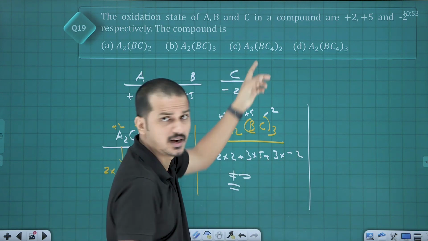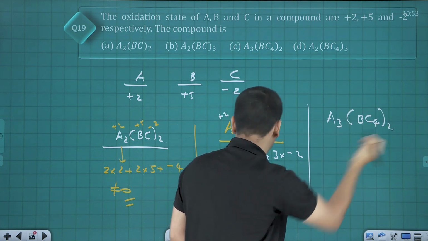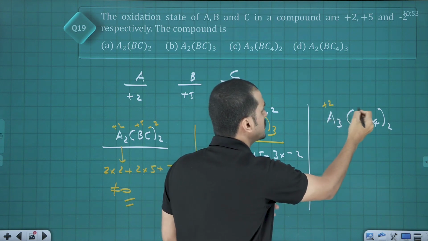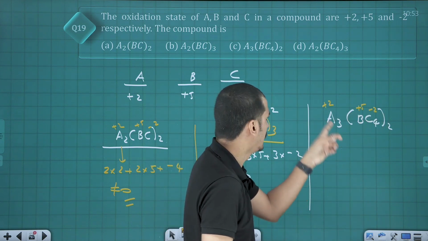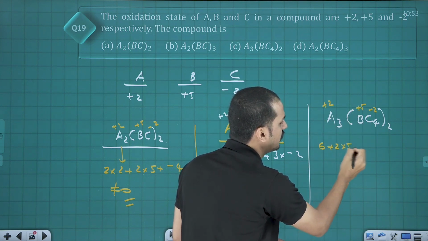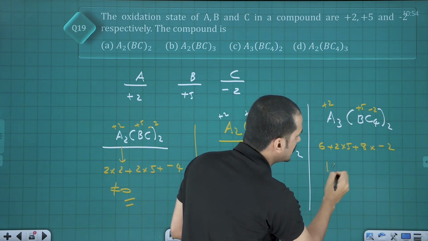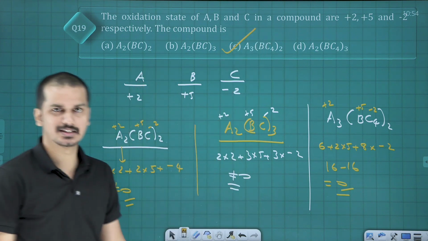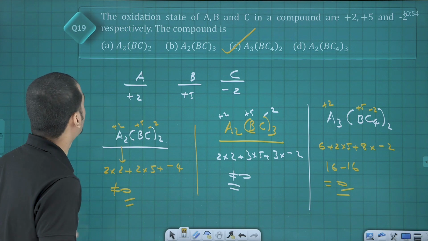What about the third one? A3BC4 twice. A oxidation state is plus 2, B is plus 5, C is minus 2. Just calculate total sum of oxidation state. 3 into 2, 6. Okay, plus 2 into 5, 10. Plus 2 into 4, 8. 8 into minus 2. So that means 16 minus 16, 0. So yes, our answer is C. C is our answer. Simple and humble questions, correct? Ready? Yeah. We can move to the next question.